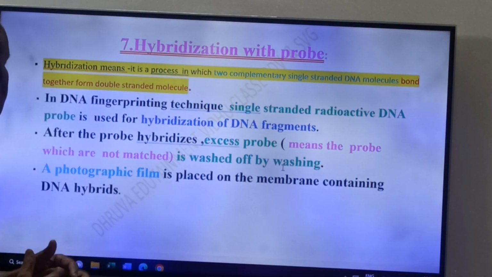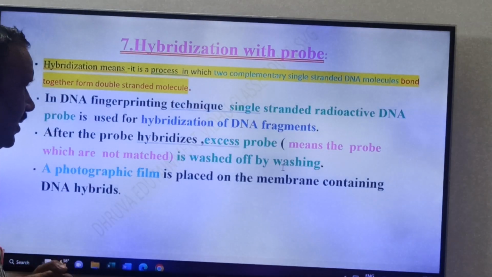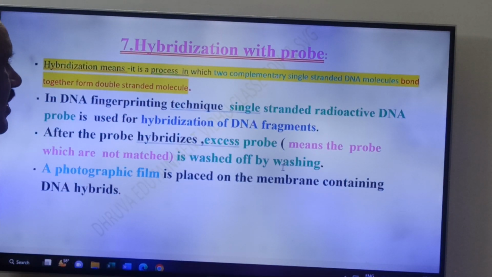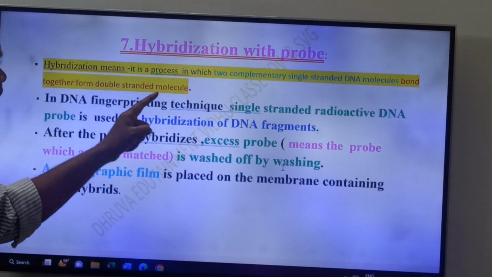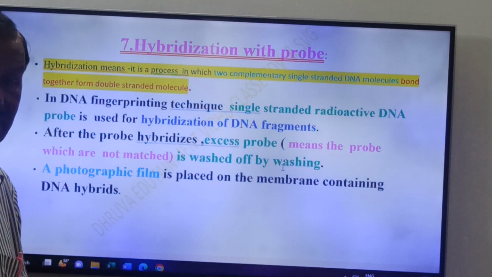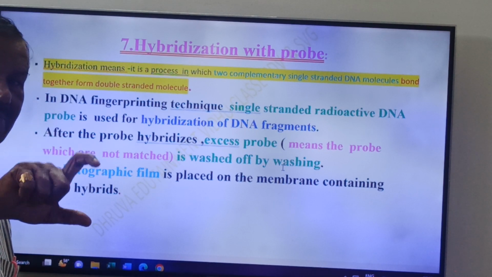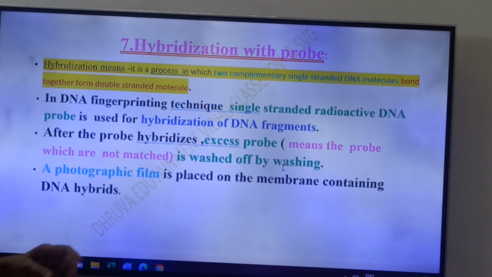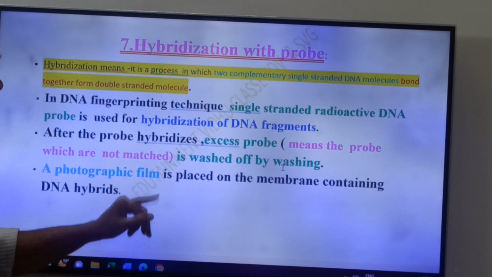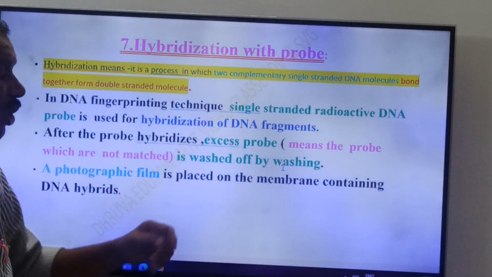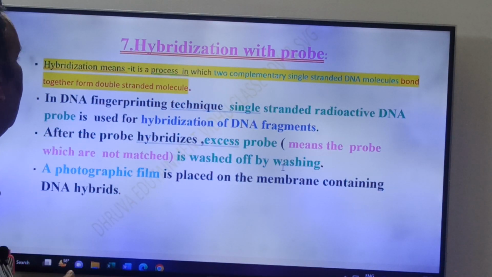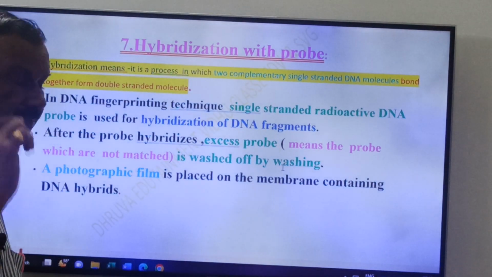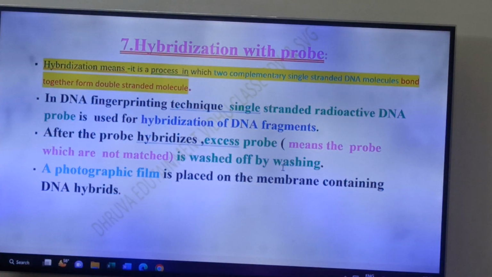Hybridization is a process in which two complementary single stranded DNA molecules bond together to form a double stranded molecule. In denaturing, double stranded DNA converts into single stranded. In hybridization, two single stranded DNAs convert into one double stranded DNA. So hybridization is a process in which two complementary single stranded DNA molecules bond together by hydrogen bonds and form a double stranded molecule. Please don't write this in your exam, friends.